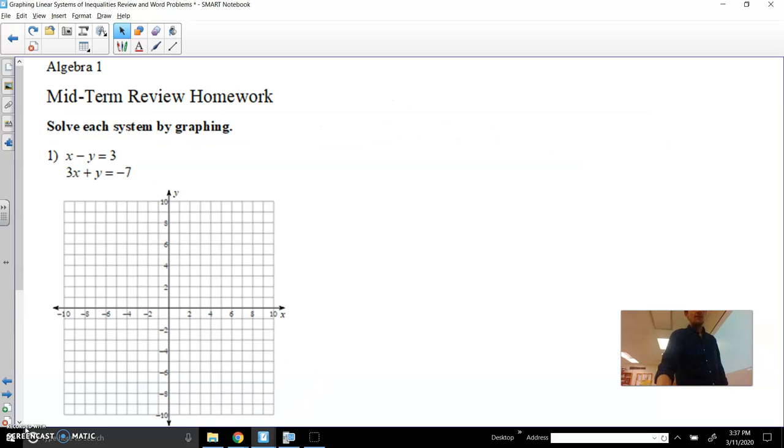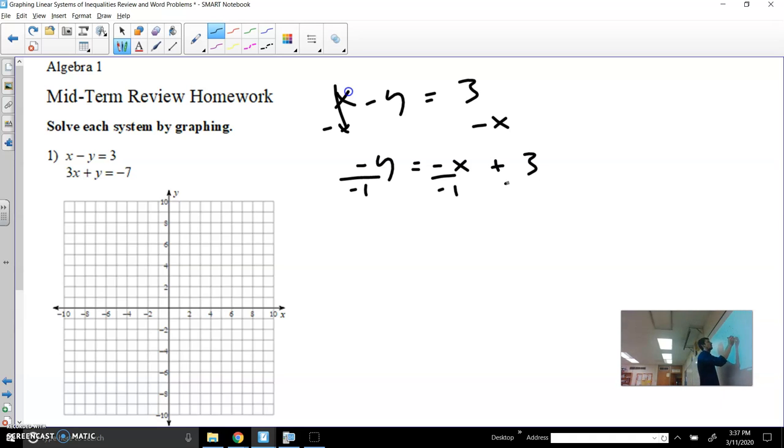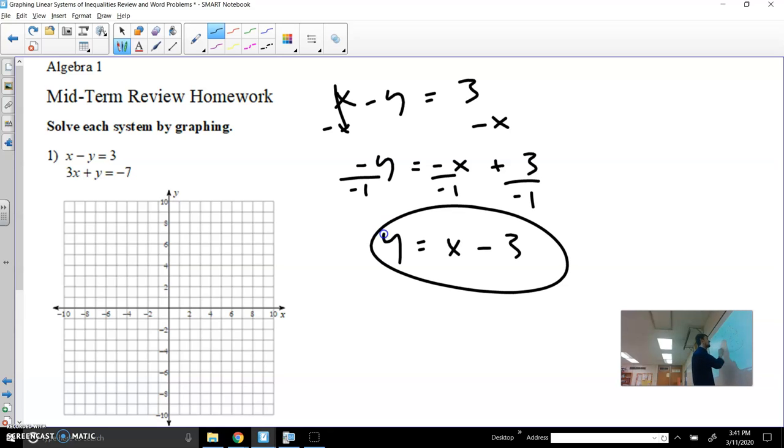And let's just go from there. So on the front, let's start with x minus y equals 3, and I need to change the way that is written. So let's start by subtracting x to the other side. Negative y equals negative x plus 3. Let's divide by negative 1. So now we're going to divide by negative 1, and that will change your signs.